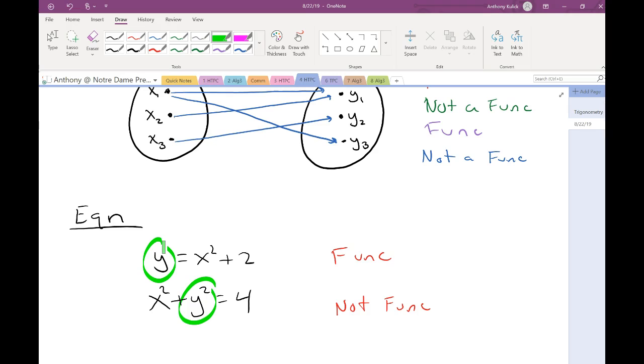More often than not, it would be a very tricky example to come up with something that failed to be a function if the y was isolated like that. You'd need a plus or minus or something in there to kind of make that work. Is everybody okay with that idea?